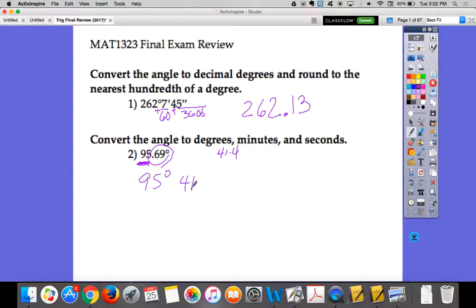So 41 becomes the minute part. We're going to keep the 0.4. The 0.4 needs to be multiplied by 60 again, and that gives me 24 seconds. So that should be our answer right there.